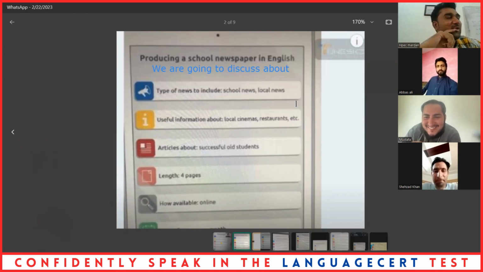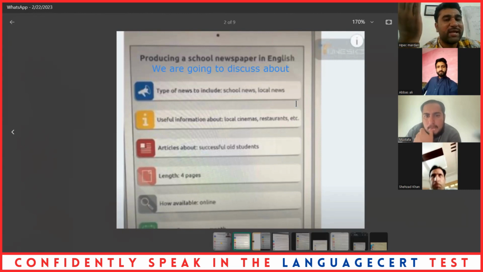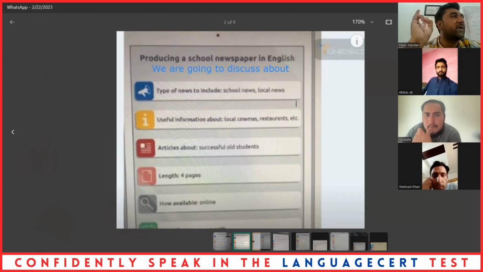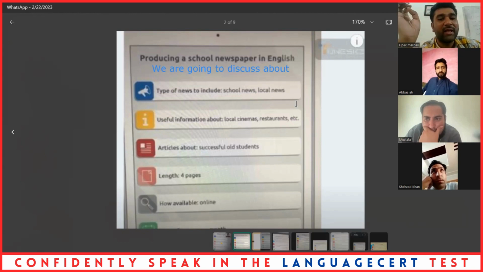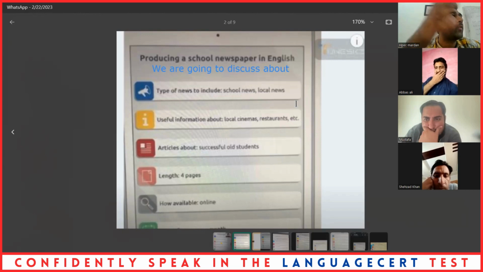All right. So then the examiner may ask you what kind of useful information do you think should be included. Your answer should be, I think the news should be about local cinema and restaurants. Now you have to give a reason. Like most people want to go to the local cinema to watch different kinds of movies and spend their leisure time. The second thing, they mostly prefer to eat different kinds of food, so they also look for well-known restaurants. So I think putting these kinds of news will attract most of them.